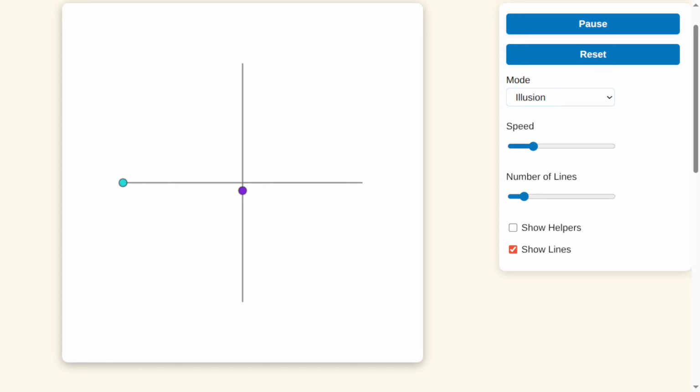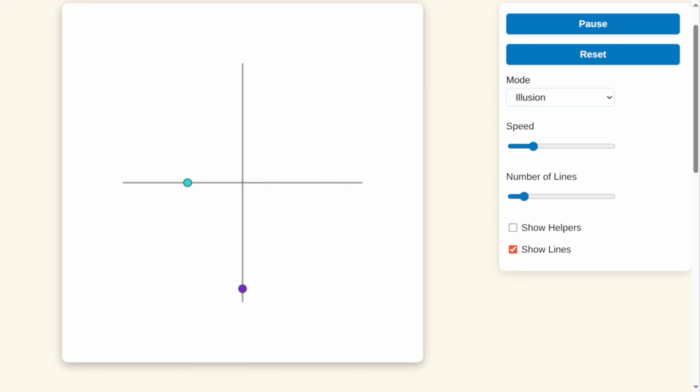Okay, how about now? What do you see and how the dots are moving? I see 2 dots and 2 lines. The lines form a cross shape with 1 vertical and 1 horizontal line. The purple dot is on the vertical line and the teal dot is on the horizontal line.